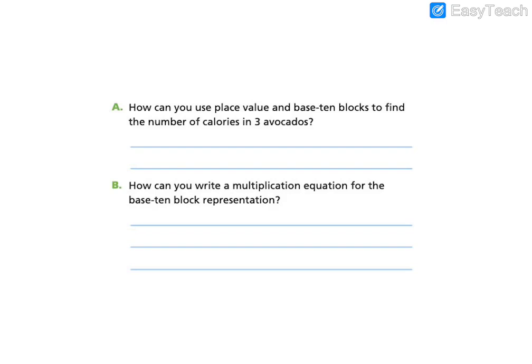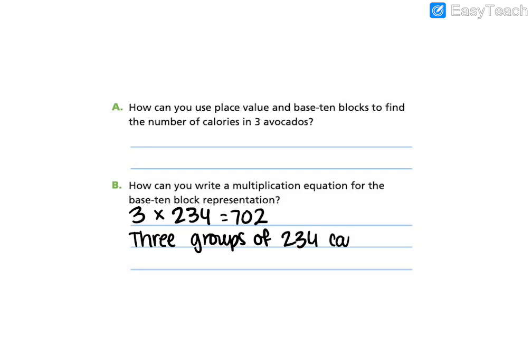And letter B, we already sort of did this, right? How can you write a multiplication equation for the base 10 block representation? How did we write it? Well, we knew it was 3 groups of 234, which equaled 702 in total. So we want to write that in words, 3 groups of 234 calories.